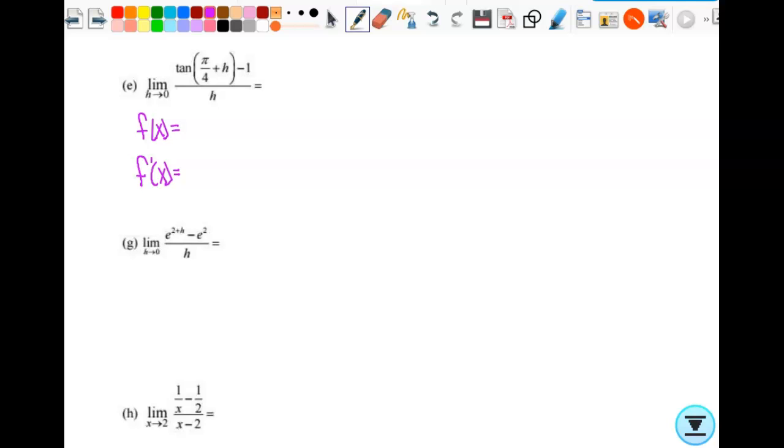Where do we evaluate this one? Okay, let's start. Everybody started off, okay. What's f of x? Tangent of x, okay. What's the derivative of tangent? Secant squared, okay. Beautiful. Do I evaluate this one? Yes. If I have something plus h and it's not an x, we're evaluating at that value. So f prime of pi fourths is equal to secant squared of pi fourths. What's secant the reciprocal of? Cosine. What's the cosine of pi fourths? Square root of 2 over 2.